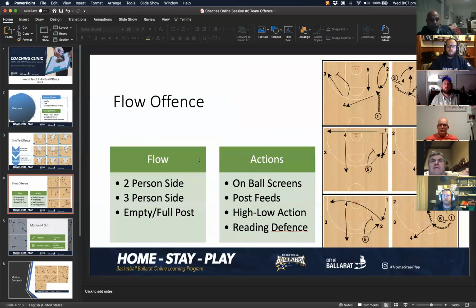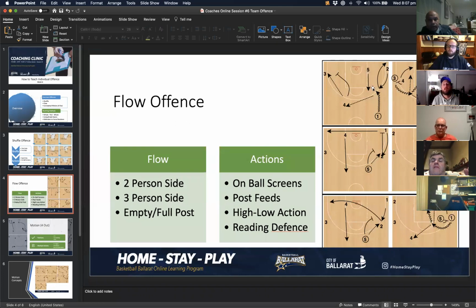The flow offense. I assume that a lot of you will be somewhat familiar with this. Now, the flow offense is a continuous offense that has a 2-person side and a 3-person side spacing, and can have an empty or a full post. We're going to talk about a full post tonight, just for the sake of it being explained a fair bit easier.